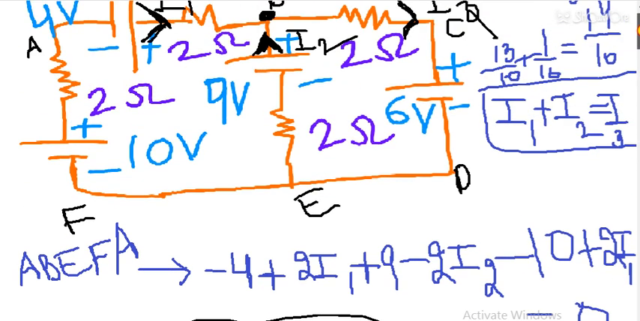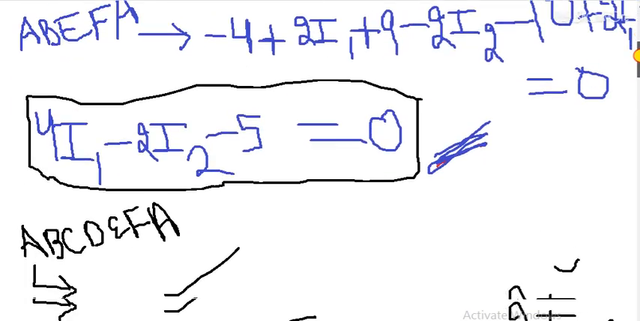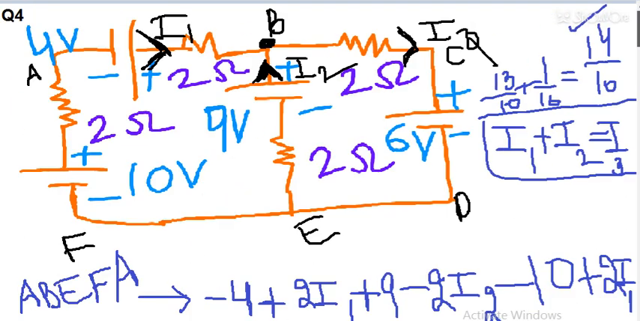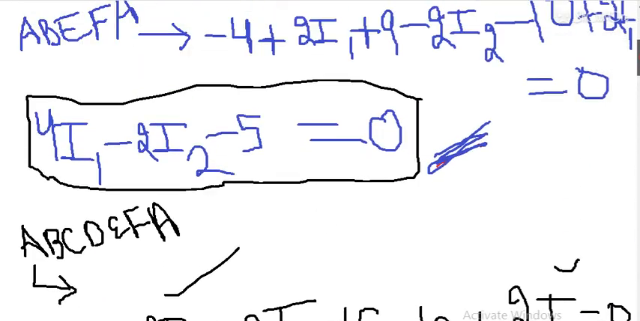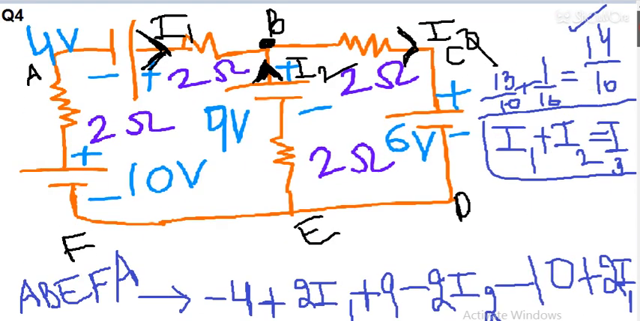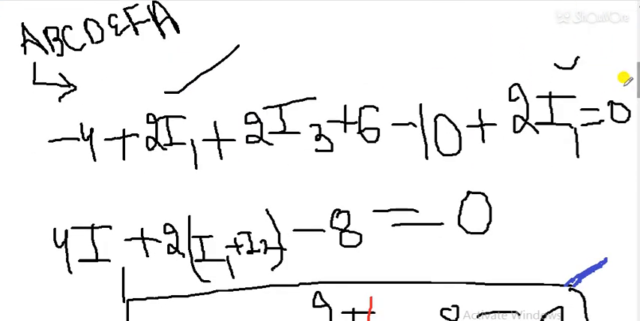Then I have to take the closed path A, B, C, D, E, F, A. So minus 4 there, plus 2I1, plus 2I3, plus 6, and minus 10. After that no resistance, so minus 10 plus 2I1. Yes, this equation is also right.